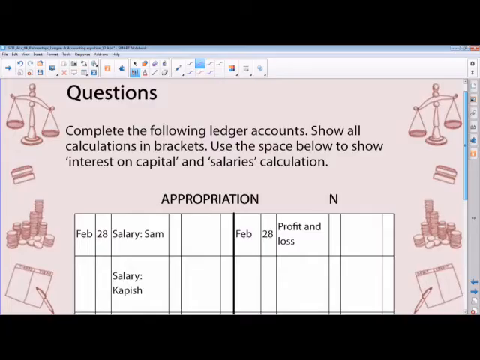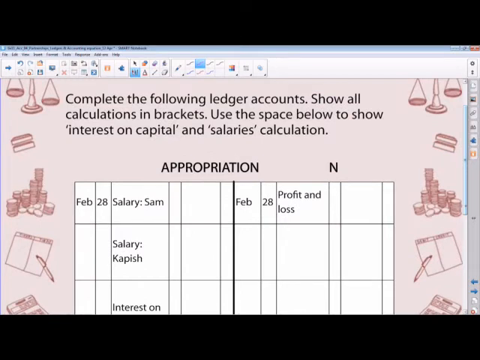Right, your appropriation account, your format of the appropriation account, something that you should know at this stage. Remember, appropriation is owner's equity. It is a final account, which means it's drawn up at the end of the financial year. How do we start off our appropriation account? By transferring our net profit, which comes from the profit and loss account, to appropriation.